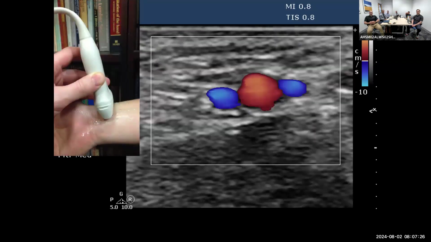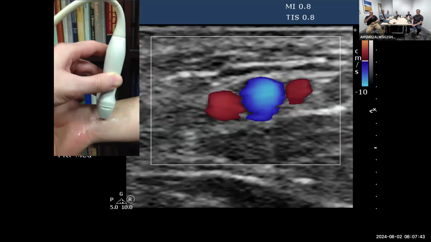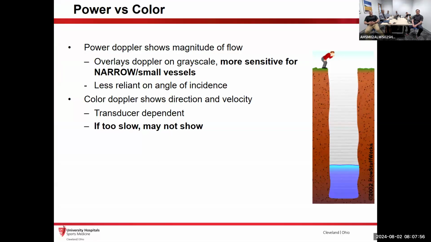But if you tilt it, now you've got red, which is the artery. Is it red because it's an artery? No, it's red because it's coming towards you, and blue because it's going away. Those are just the colors that they picked, right? It just so happens that the artery is red and the veins are blue. If you tilt it this way, it flips, right? Because now the arterial blood is going away from the transducer and the venous blood is coming back towards the transducer. So that's the reason for red and blue there.